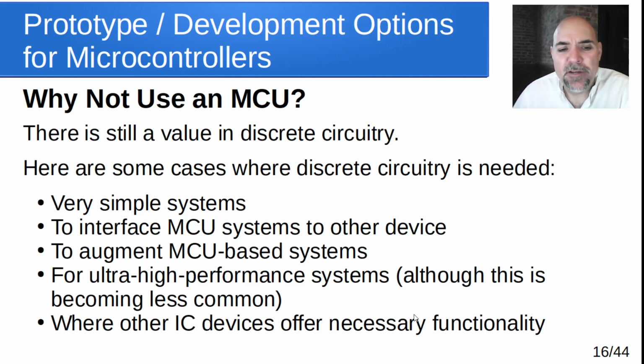And also where other IC devices offer necessary functionality, think about sensors: light sensors, inertial sensors, temperature sensors. A lot of times you need the microcontroller to interface to something in the real world, and so we need some analog circuitry, or maybe analog or digital circuitry, to connect to those things. And we also have those things that need to be connected to. Those are going to be circuits that are outside of the microcontroller.